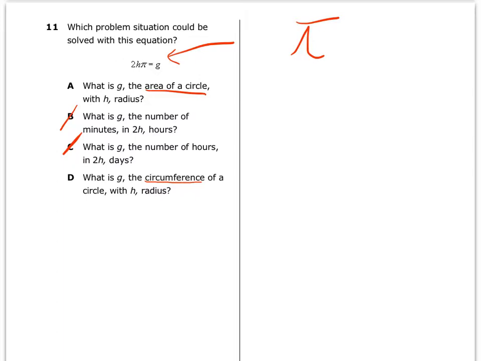Now, area of a circle, what's my formula? Pi r squared. Does that look like what we have here? Does that match? No. Nope. There's not even a squared number in here, so that doesn't work. Now D is 2 pi r. Well, that's pretty close, isn't it? So D is our answer.